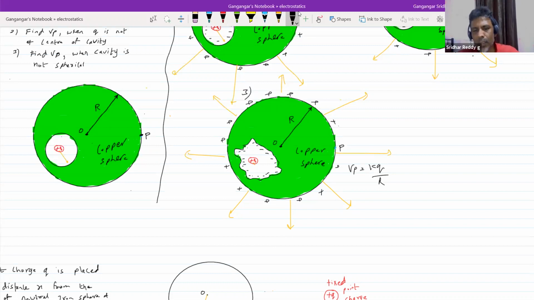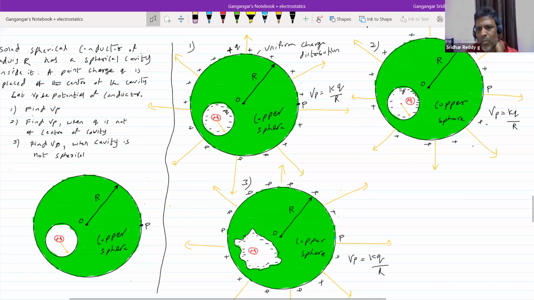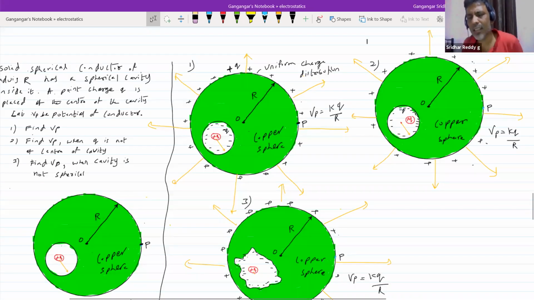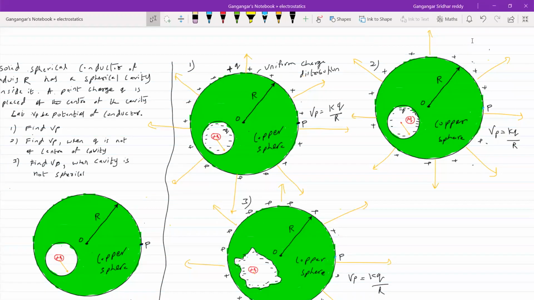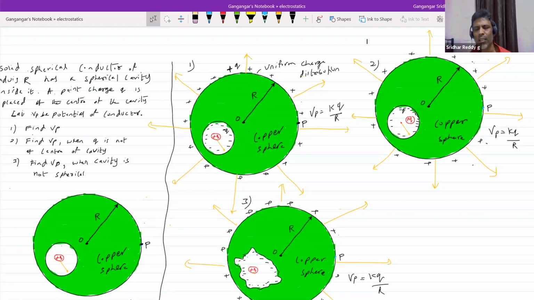In the second case again, how will the outer surface behave? The outer surface will behave similar to the charged conducting sphere, no? The lines of force are similar to that one. So what is the potential on the surface of a conducting sphere? KQ by R, the same formula. Even the third case also. I'm not bothered about that cavity inside.